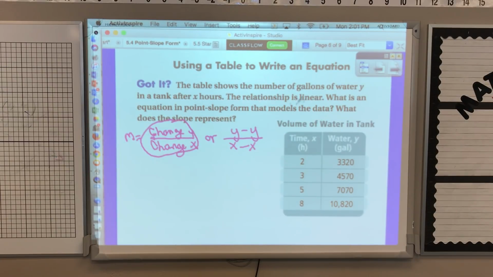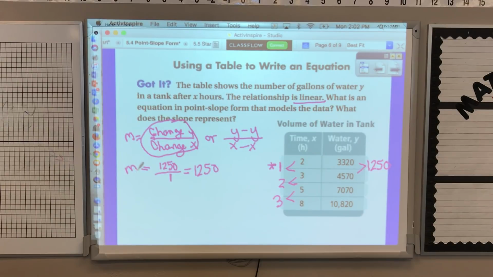Okay? Now they tell me it's linear, so I really only have to find one change, because when I look at these x's, here we're going up 1, here we're going up 2, and here we're going up 3, but they're already telling me it's linear, so I'm going to choose this change of 1. Okay? So from 3,320 to 4,570 is a change of 1,250. So to find my m, my change in y is 1,250, and it's going up, so it's positive, over from 2 to 3 is 1, which simplifies to 1,250.